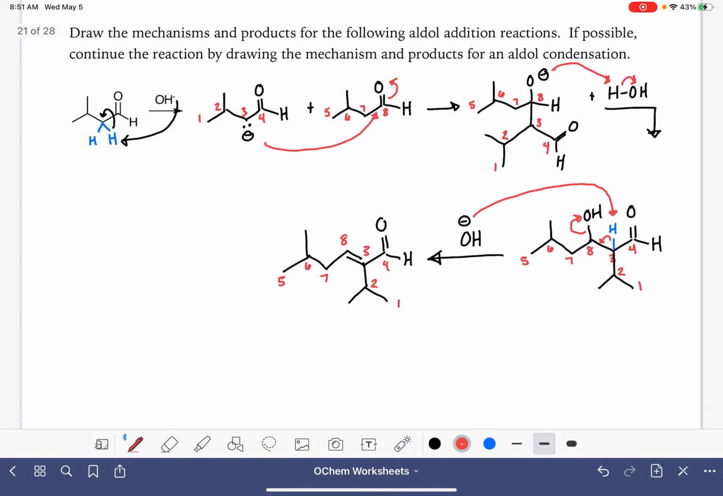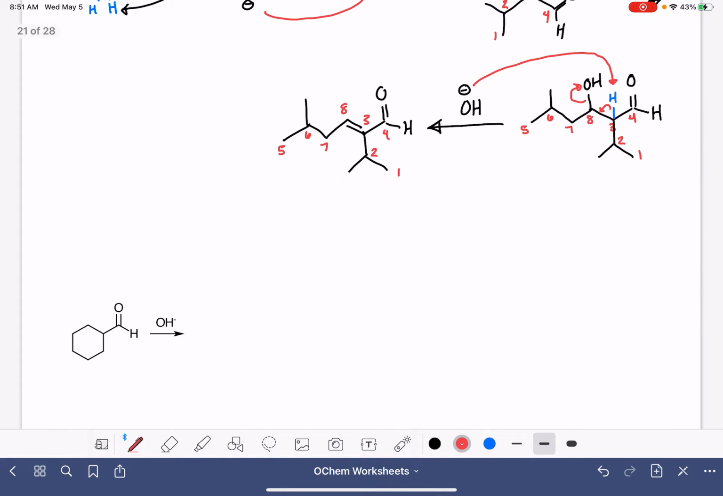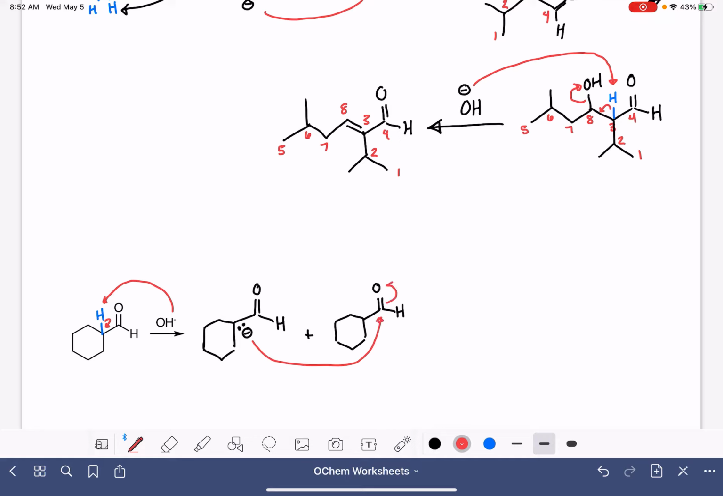Let's try our next example right here. Same kind of thing. So we want to begin by identifying our alpha hydrogen. First thing that's going to happen is that hydroxide is going to deprotonate the alpha hydrogen, and we're going to put the carbon-hydrogen electrons onto the alpha carbon as a lone pair right there. That molecule is going to react with aldehyde number 2, not an enolate, but just a regular aldehyde. Lone pair of electrons are going to attack that carbonyl carbon and open up the carbon-oxygen double bond.